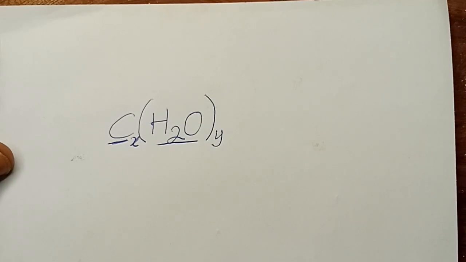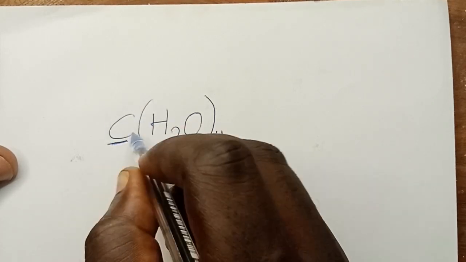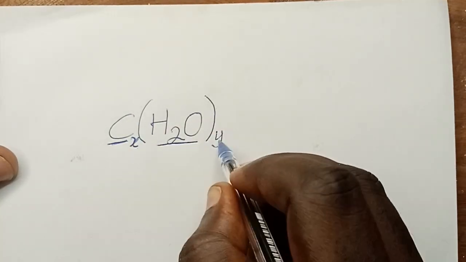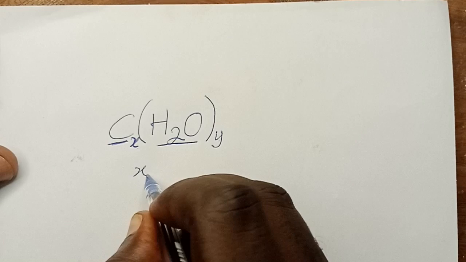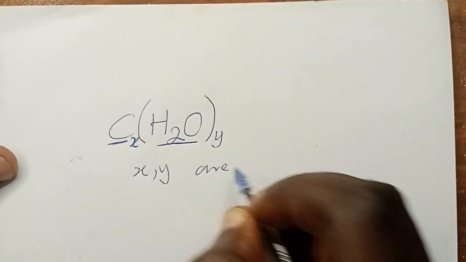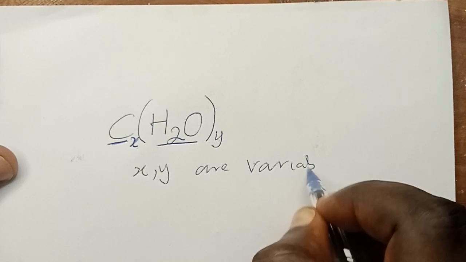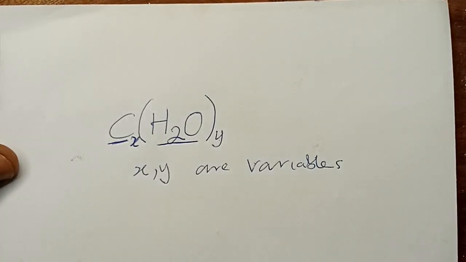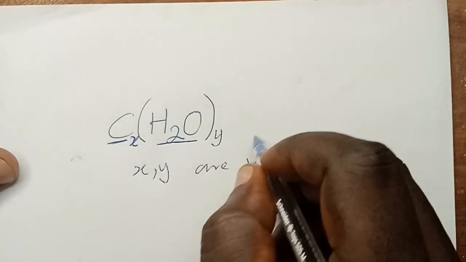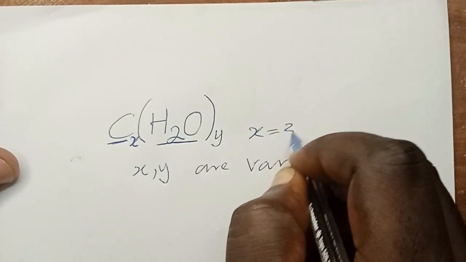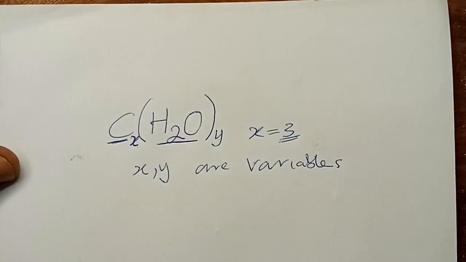This is the general formula for carbohydrate, and the C outside here represents the number of carbon, where X and Y are variables. This variable simply means that if we use X for 2 or 3 or 4, it represents the number of carbon. If, for example, X is equal to 3, we are talking about triose, that is 3, which is tri. If it is 5, we are talking about pentose.